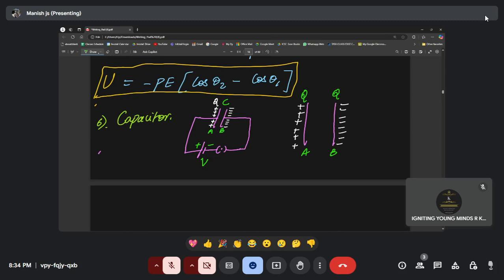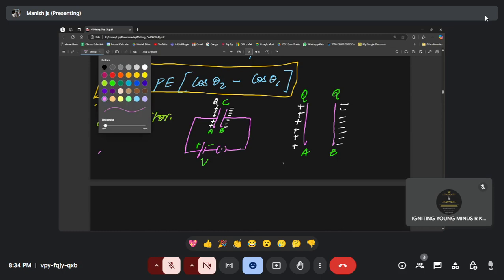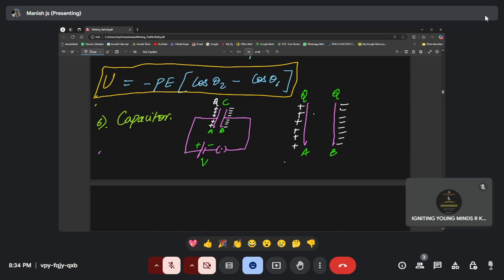Now, because positive and negative charges are developed, an electric field is set up between these plates, directed from the positive towards the negative charge. Why is the electric field developed? Because there is a difference in potential. Because there is a difference in potential, an electric field is going to be developed. How come there is a difference in potential? Plate A is connected to the positive terminal, which is at a positive potential. Plate B is connected to the negative terminal, which is at a negative potential.